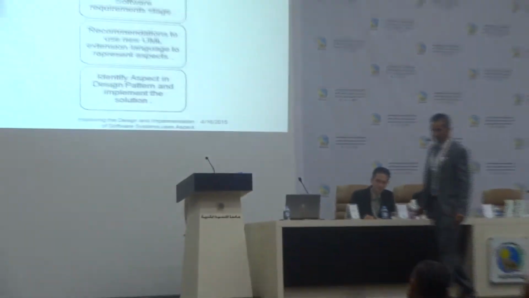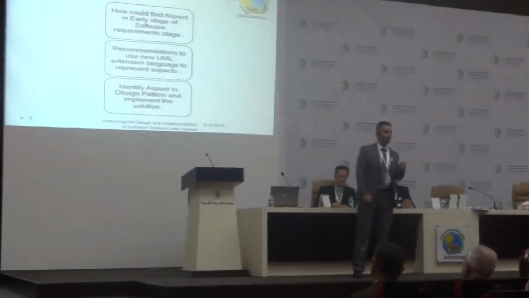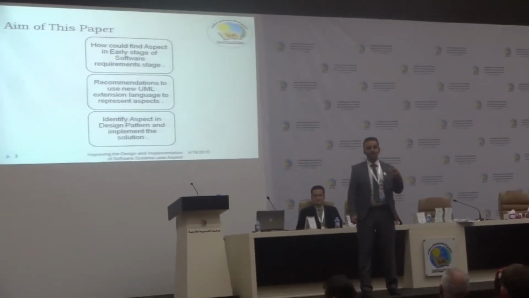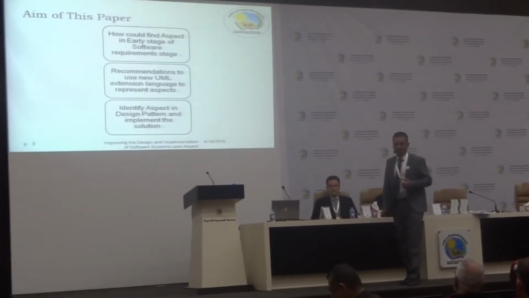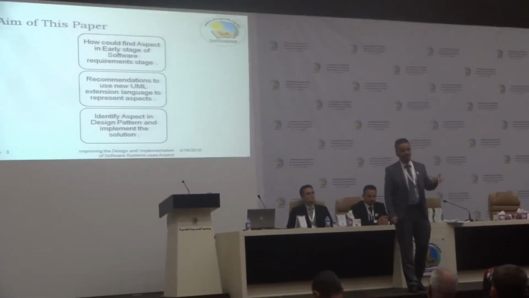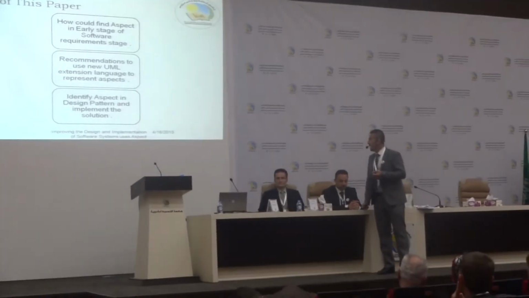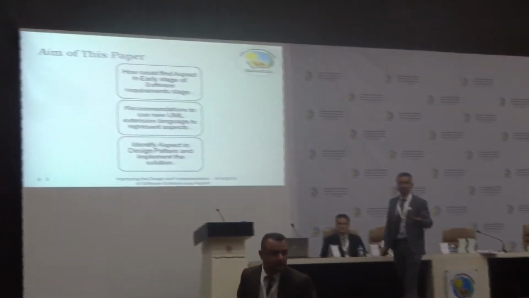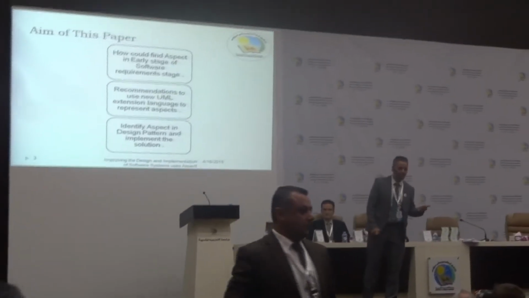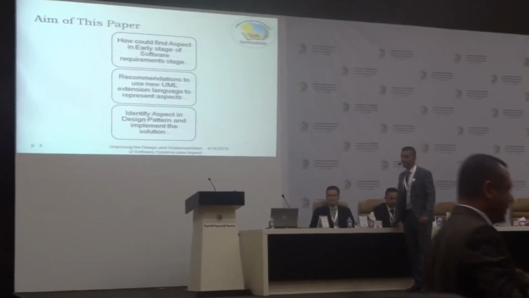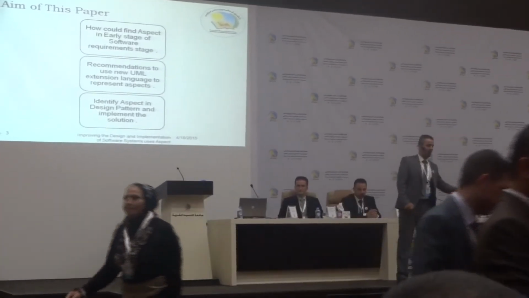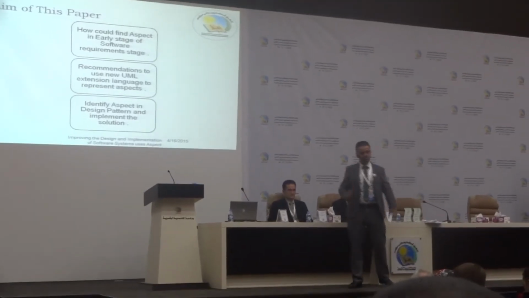Our aim is actually to investigate how we can use aspect-oriented programming. I say the title is a starting point for improving the design of aspect-oriented programming. So I need to find out how we can improve the design of it. And what we want to find is some notation, like a UML extension, to implement aspect-oriented programming, and then find the relationship between design patterns and aspect-oriented programming, because there is a relationship between them.